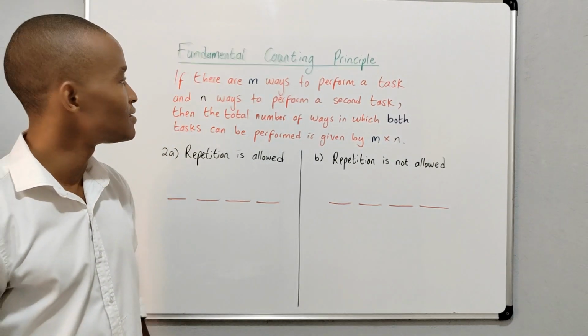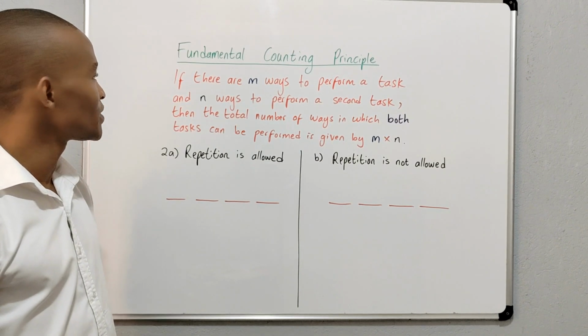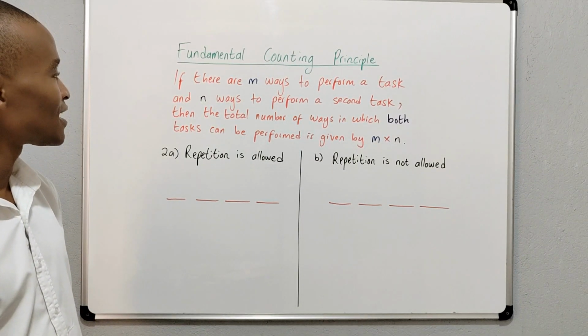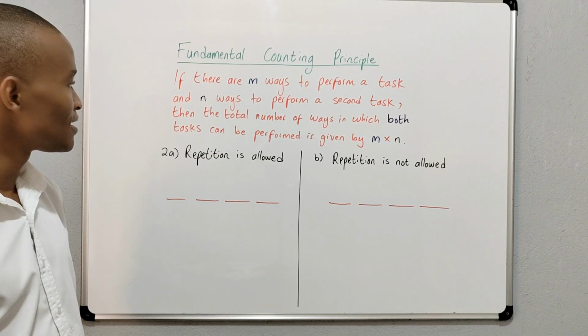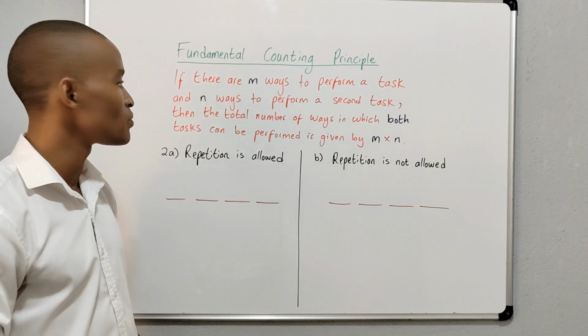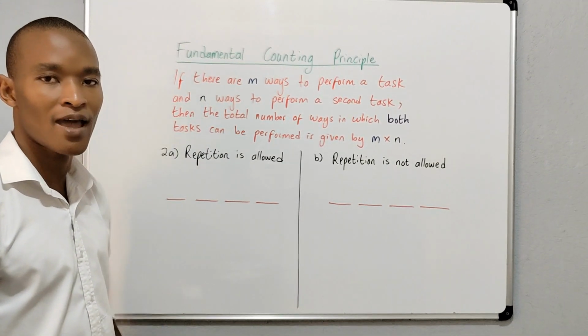I have indicated the statement of the principle for us on the board. We can read it. It says if there are m ways to perform a task and n ways to perform a second task, then the total number of ways in which both tasks can be performed is given by the product of the two, m times n.